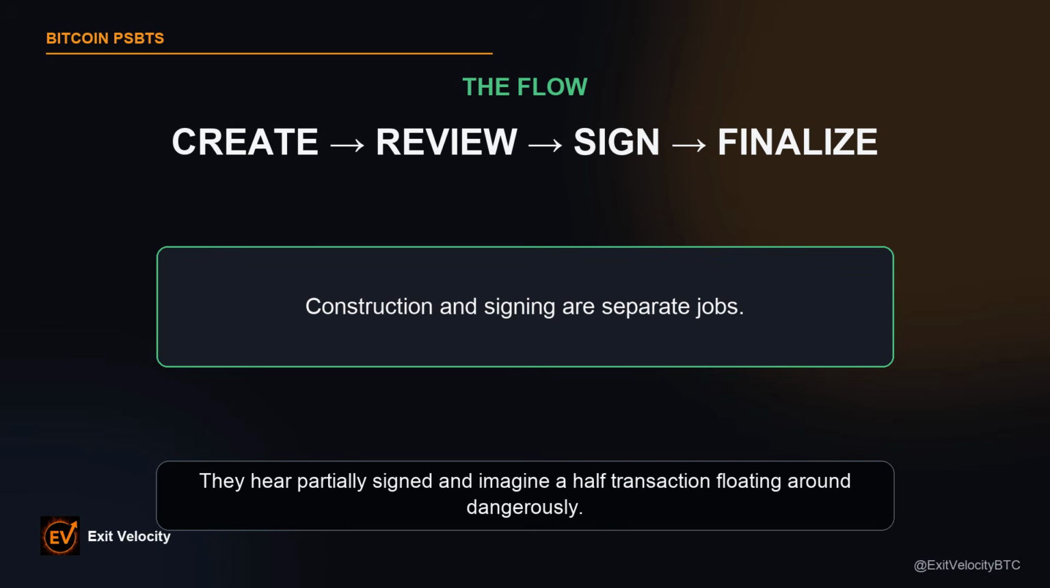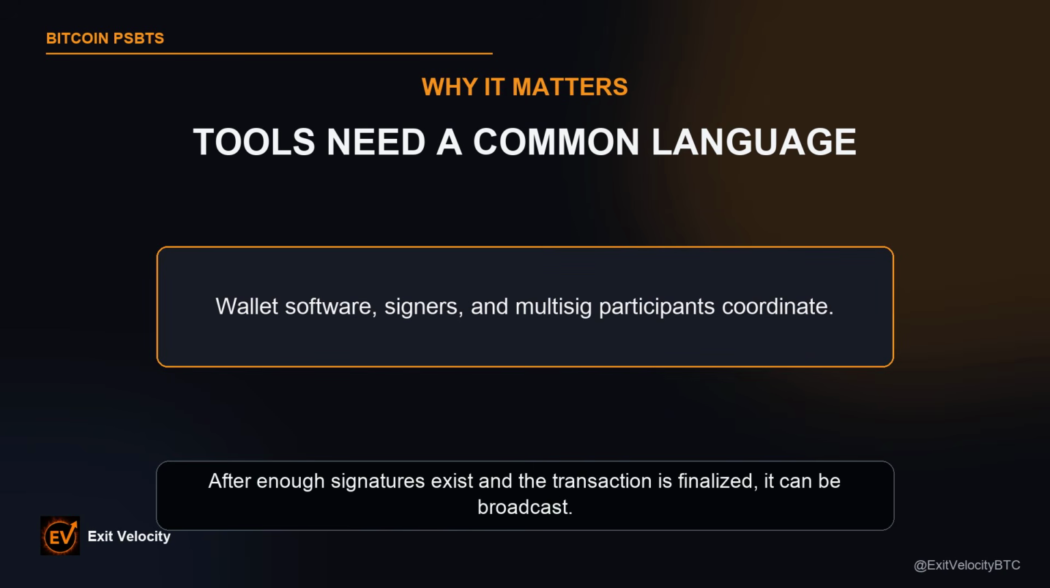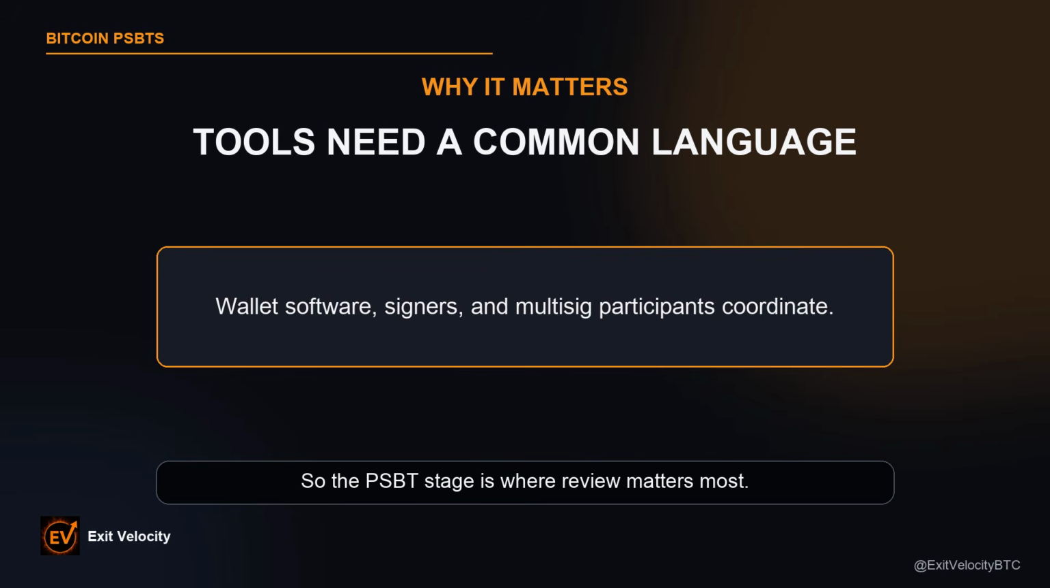If the output address is wrong, the signature does not fix the address. If the amount is wrong, the signature does not fix the amount. If the fee is strange, the signature does not explain the economics. If the change output is misunderstood, the signature does not teach wallet context. So PSBTs make coordination possible. They do not remove responsibility from the person approving the signature.